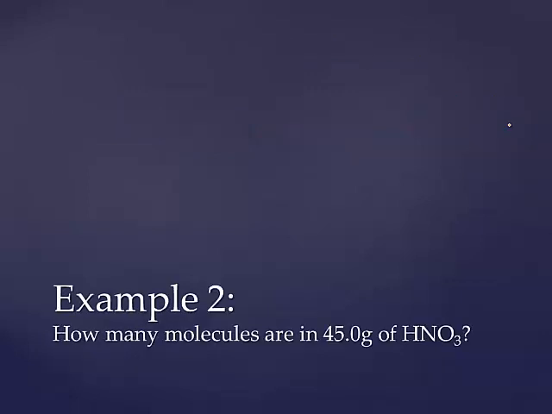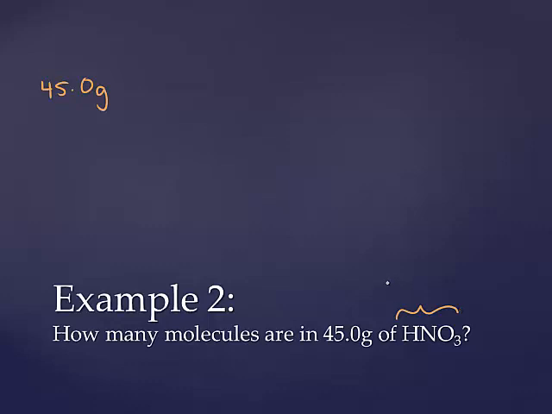Example number 2. How many molecules are in 45.0 grams of HNO3? Anytime you're given the mass, or any number, remember that's going to be your starting point. So I'm going to start with 45.0 grams. When I look at mass, the only time I need to deal with the mass of this thing is when I see grams or I'm asked for grams. And in this case, I've got grams, so I have to use the molar mass.